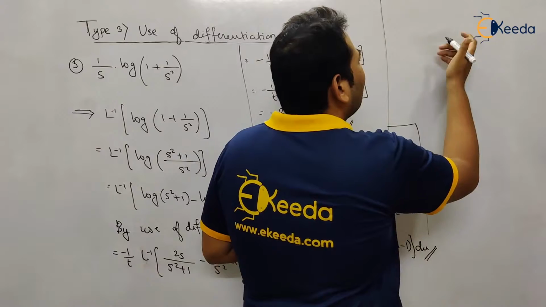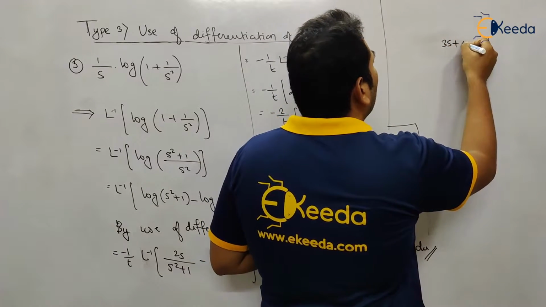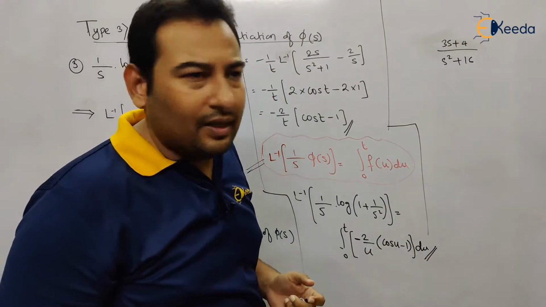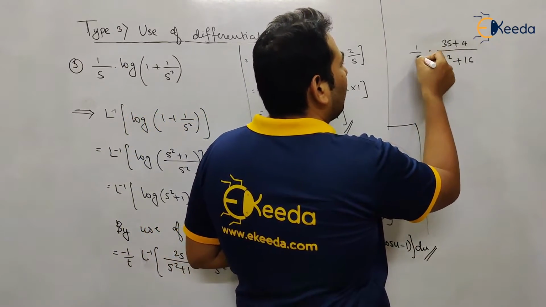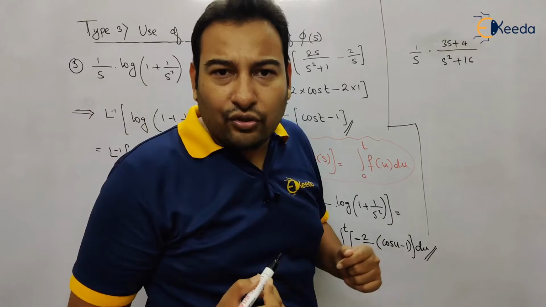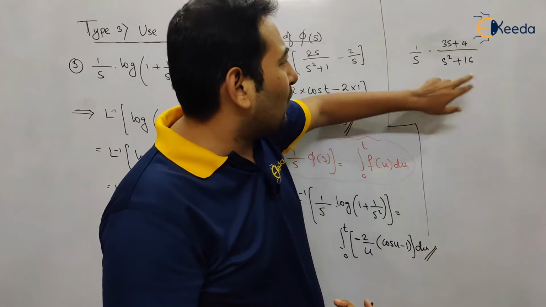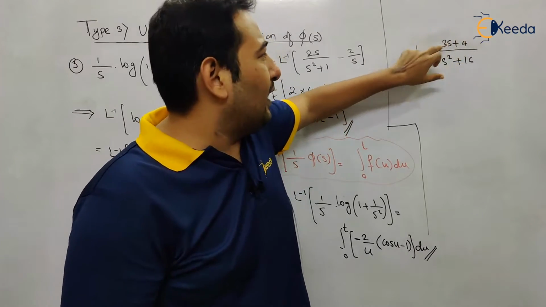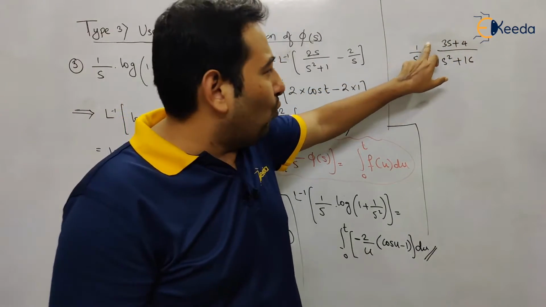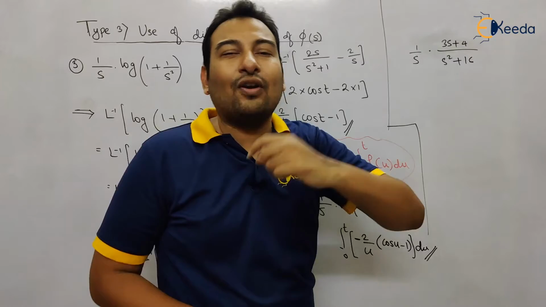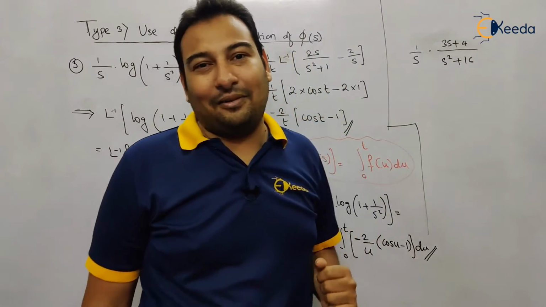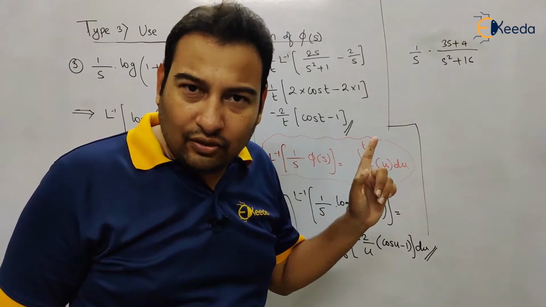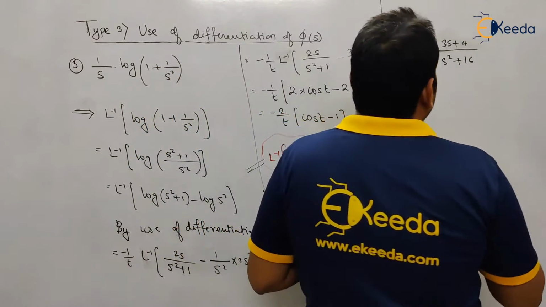Let us consider any other example. Let's say 3s plus 4 upon s square plus 16. Let's say this is my general example. Here also 1 upon s can come. So what needs to be done is, first of all, let us find the Laplace inverse of 3s plus 4 upon s square plus 16, and due to this 1 upon s, whatever solution we got, we are going to integrate it from 0 to t. Is this clear? You want me to write down the solution? Let's do it quickly then.